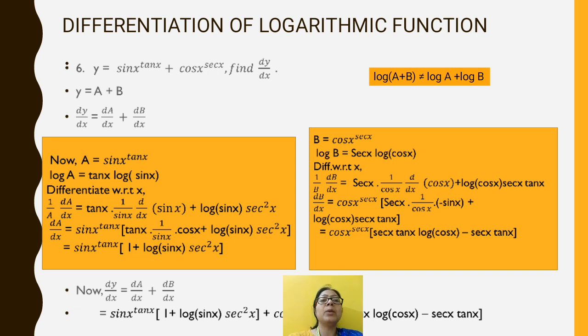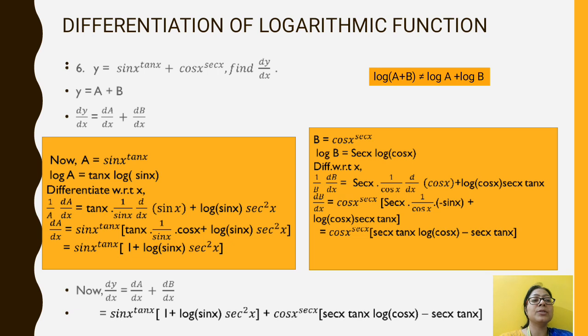So in place of dy/dx is equal to dA/dx plus dB/dx, you have to put the values, that is sin x to the power tan x into 1 plus log sin x into sec square x, plus dB/dx. In place of that also you have to put this whole value, that is cos x to the power secant x into, inside the bracket, sec x tan x into log cos x minus secant x into tan x.